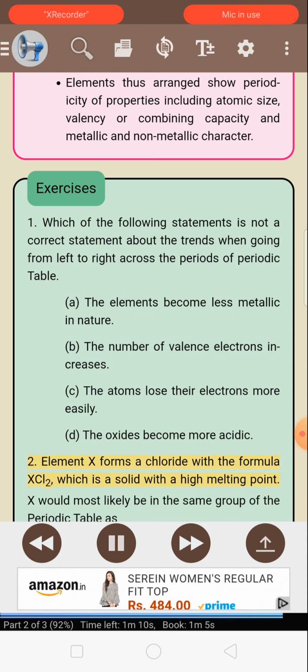2. Element X forms a chloride with the formula XCl2, which is a solid with a high melting point. X would most likely be in the same group of the periodic table as A. Na, B. Mg, C. Al, D. Si. 3. Which element has 2 shells both of which are completely filled with electrons?